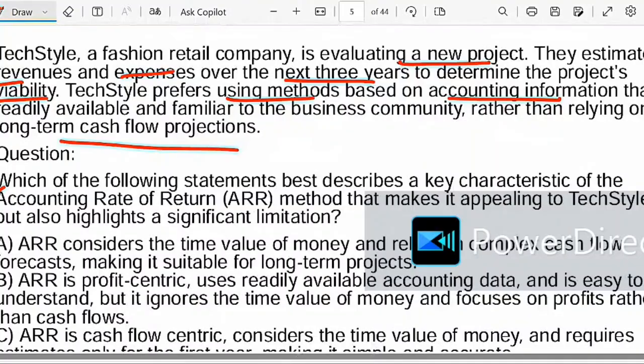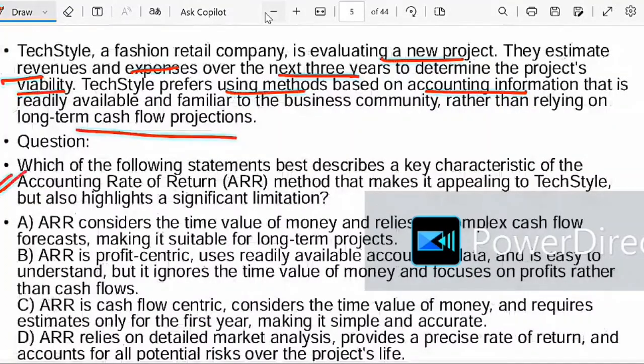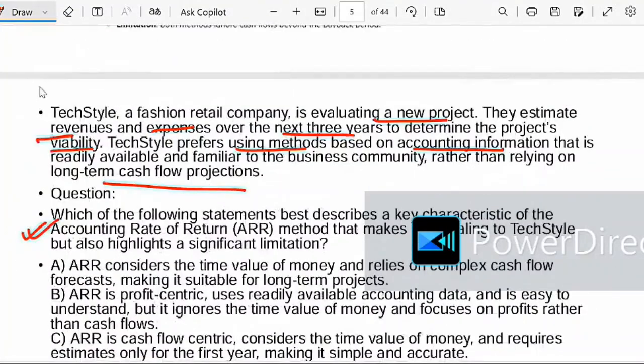So this question is about accounting rate of return. If you know it, you can answer it clearly. What is accounting rate of return? Let me explain. Basically, this is a method that measures the average accounting profit from a project related to the initial investment. Simply, you can say it tells you how much profit a company expects to make from a project every year compared to what it invested in the project.